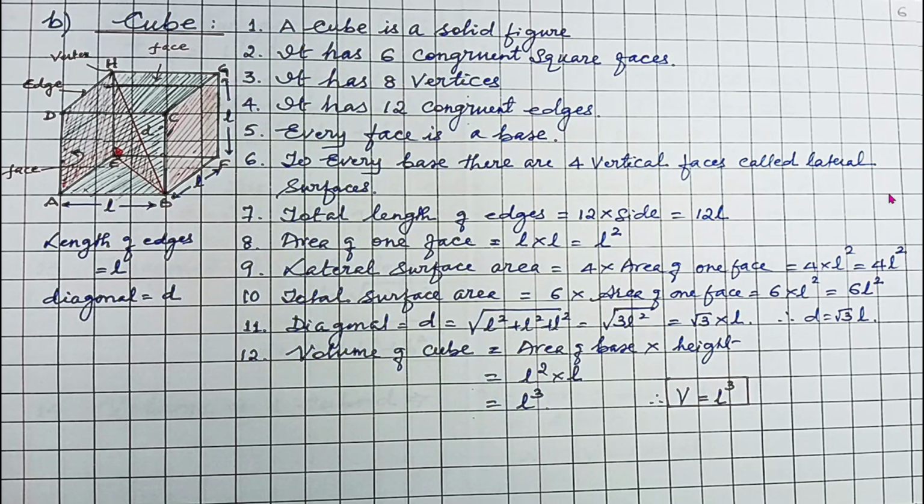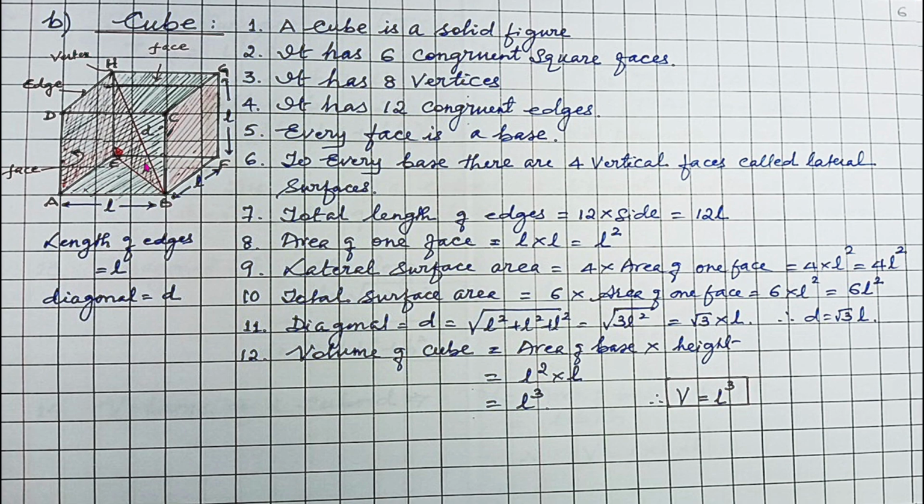Welcome to MRL. In this learning session, we'll be learning about a solid figure known as a cube. Now, a cube is a solid figure. It is a three-dimensional geometrical figure. It has volume, it occupies space, it has volume and capacity. It has six congruent square faces, and the square faces are clearly visible in the figure.